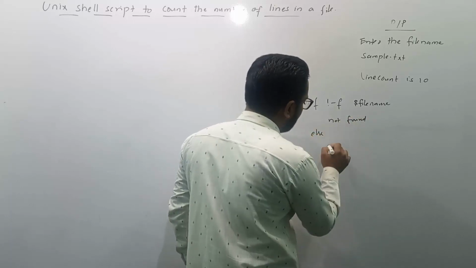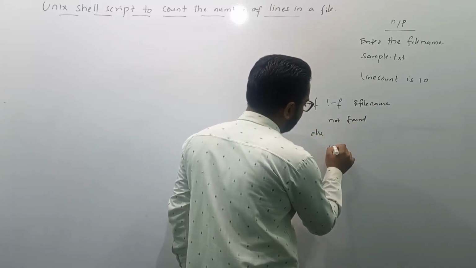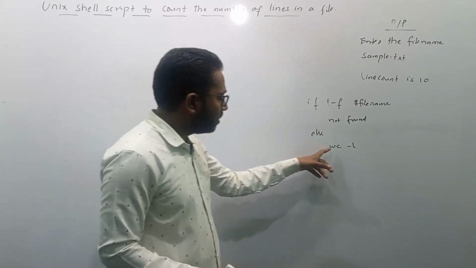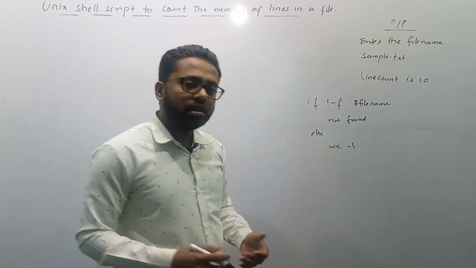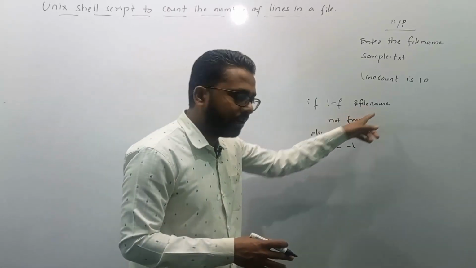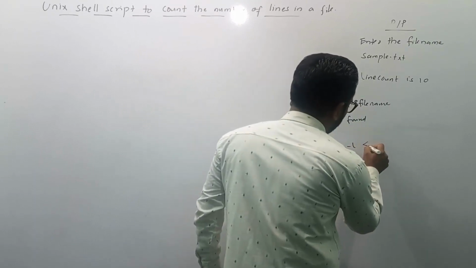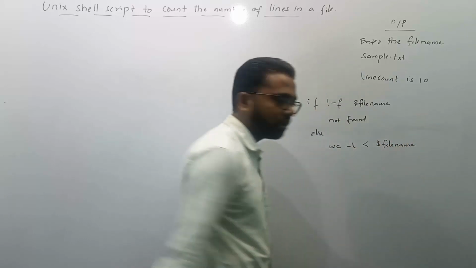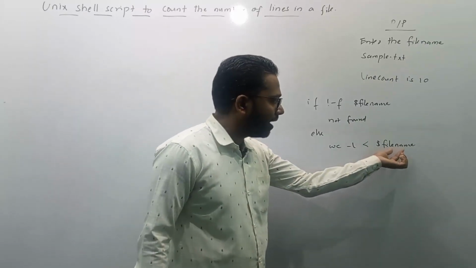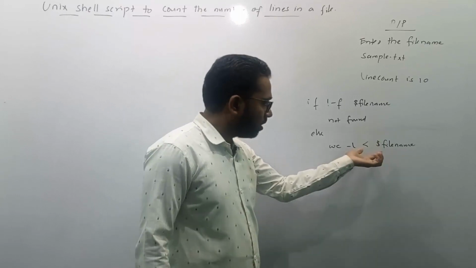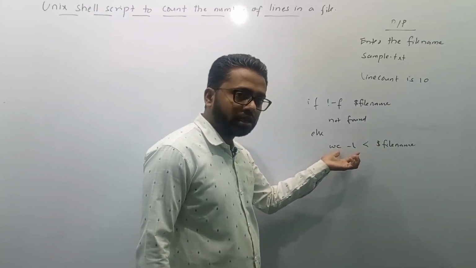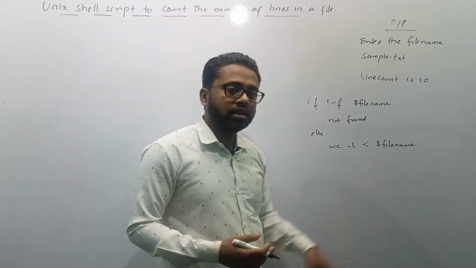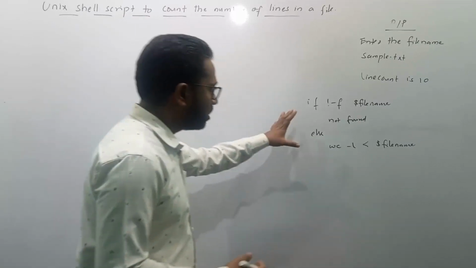Else I will make a count using wc -l. WC stands for word count, and this -l will count all the lines present in that file. Now I will pass the file name, $filename. So the content of this file gets passed as an input to this wc command, where the wc command will count the lines present under this file name. Okay, so this is our program.